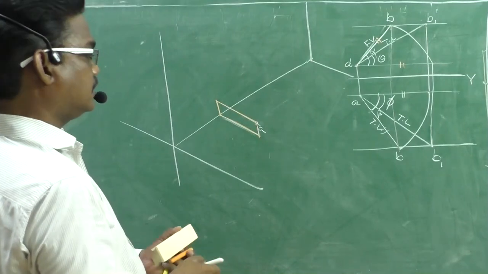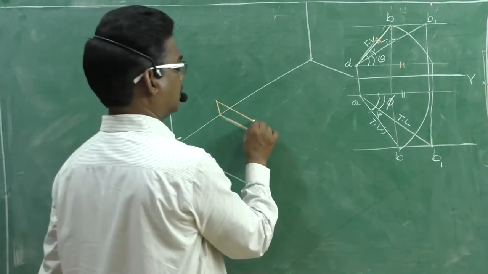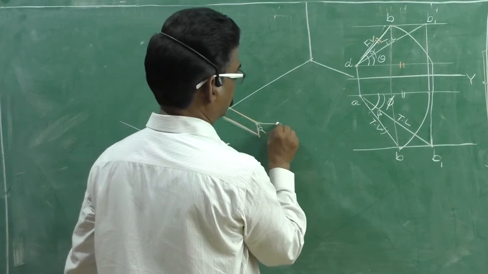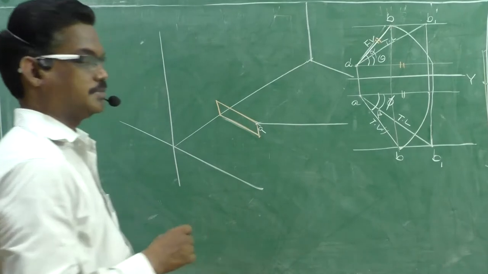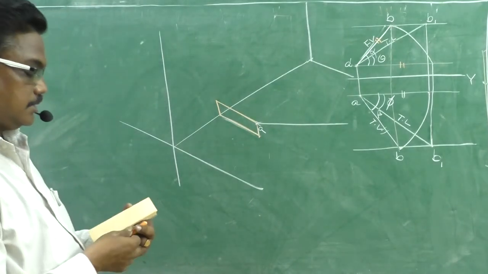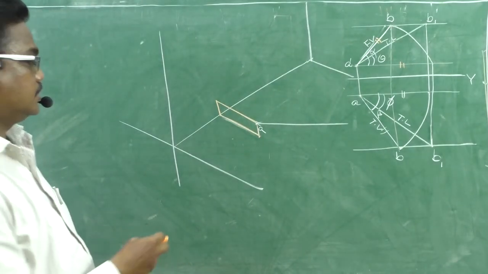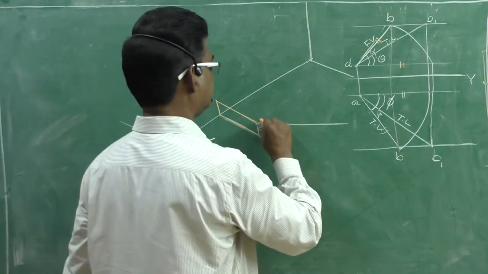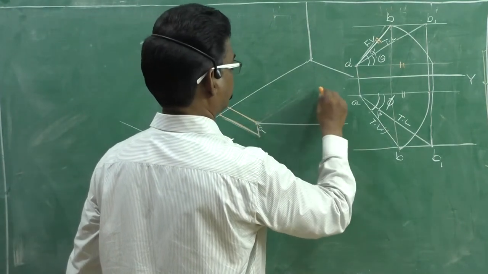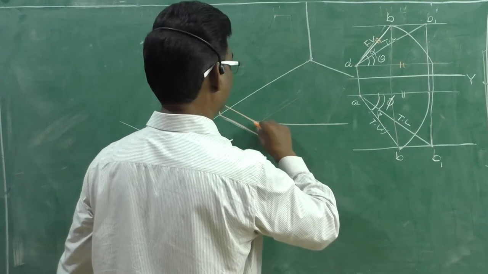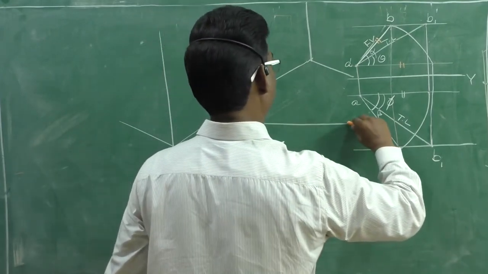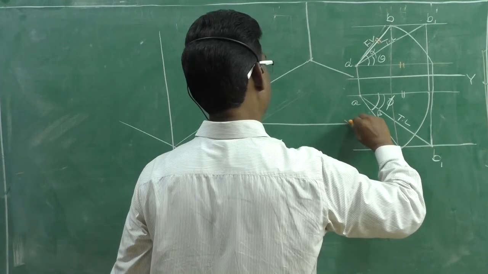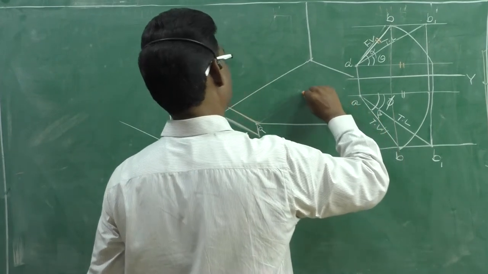A line inclined at phi inclination with the VP and parallel to HP. Right. Now, this line, what is the front view and the top view? Front view is the view obtained here. If you project it downwards, that means towards the VP, right?